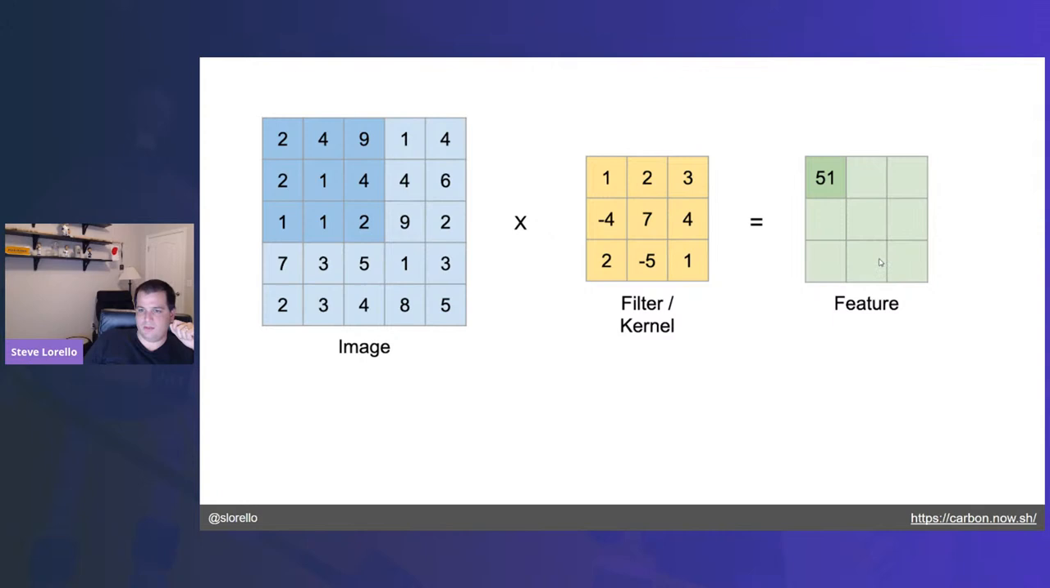Now, typically 51 wouldn't be the output here. You would actually sum up this whole kernel and then divide it from the feature image. So that should produce 4. But this basic operation, convolution, becomes very important when you're dealing with image processing.